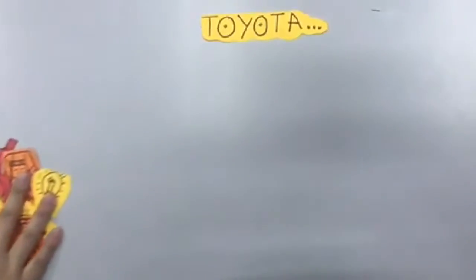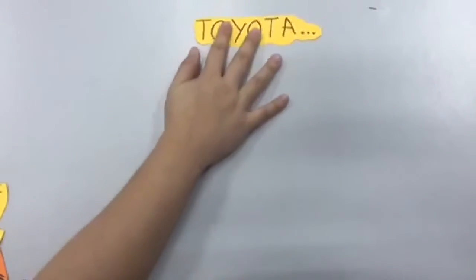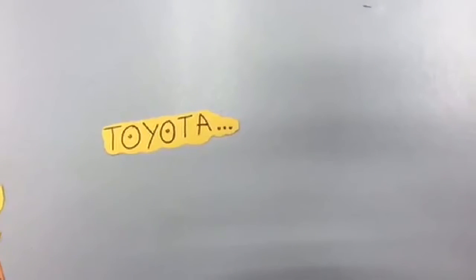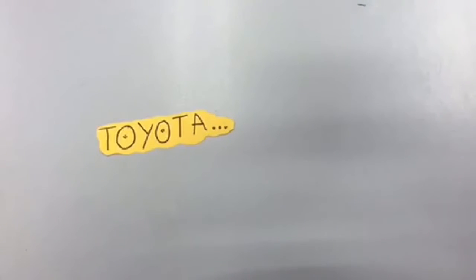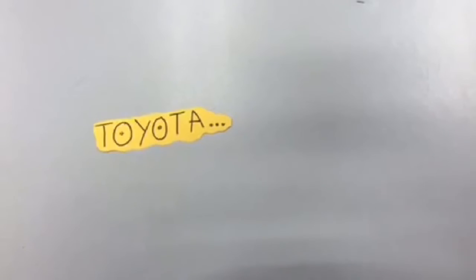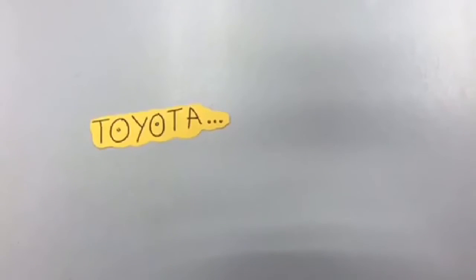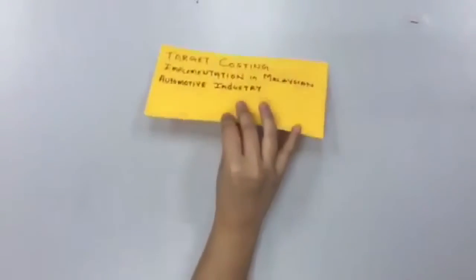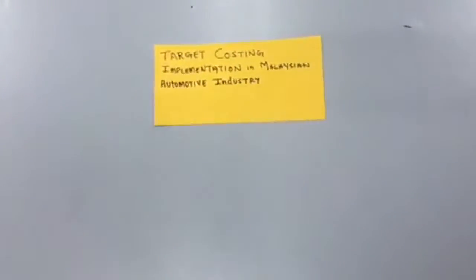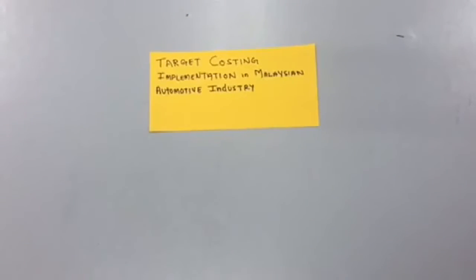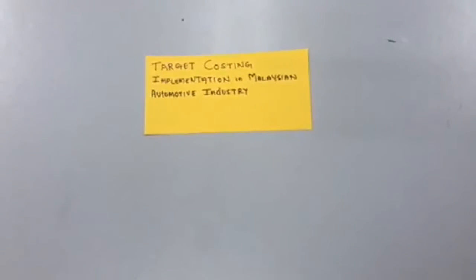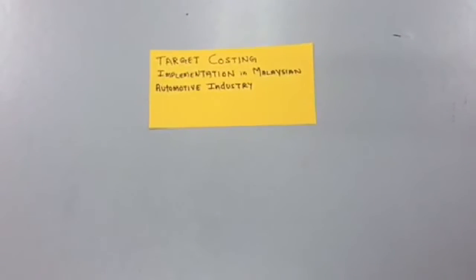The main point of this case is how Toyota uses target costing in its designing phase. Toyota believes that by changing product and production design to produce lower price and more efficient products, they will achieve a higher level of profitability. To answer our fourth question, whether or not target costing is applicable in Malaysia, we chose one case, which is target costing implementation in Malaysian automotive industry.